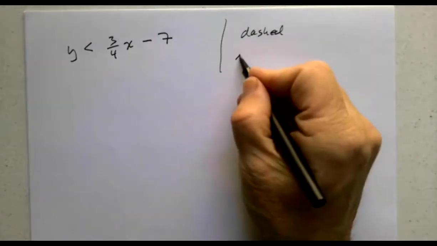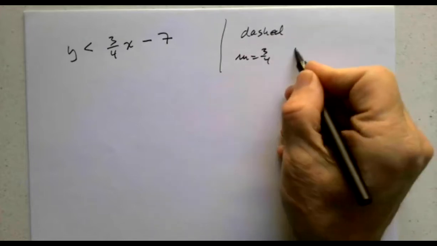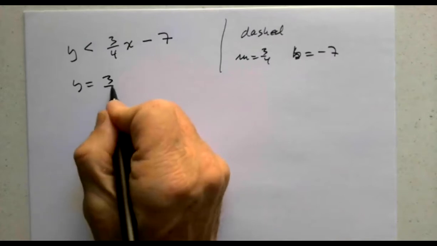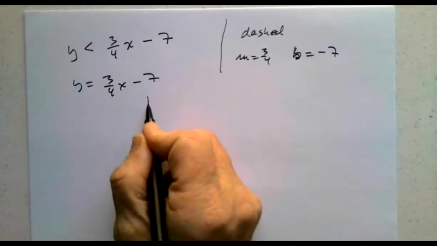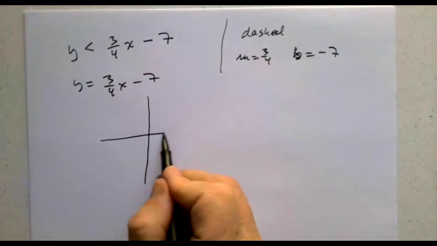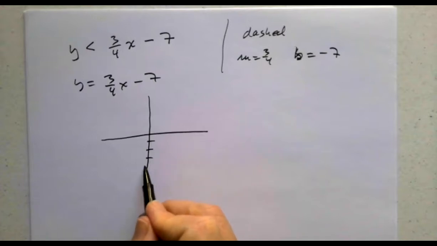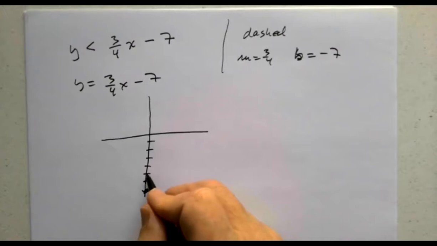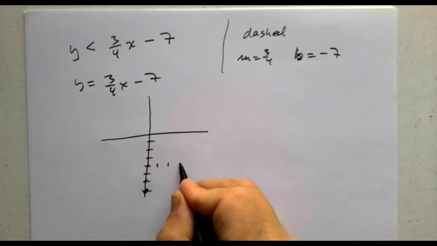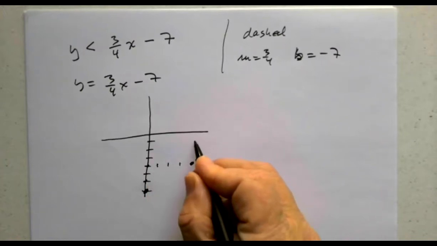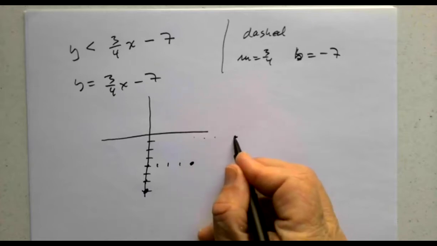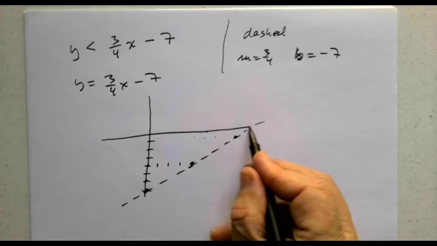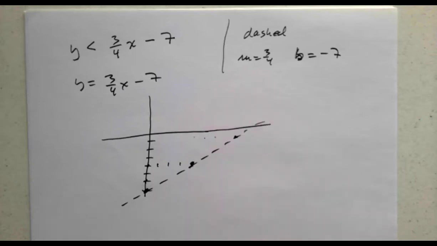Now my slope is 3/4 and my y-intercept is negative 7, because again, I'm going to graph y equals 3/4 x minus 7, which means I'm going to start down here at negative 7. I'm going to go up 3, over 4. Up 3, over 4. It'll look something like this, and of course you'd be more precise on graph paper. It is a dashed line.